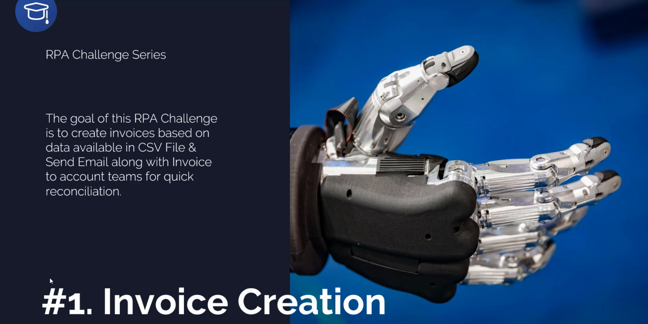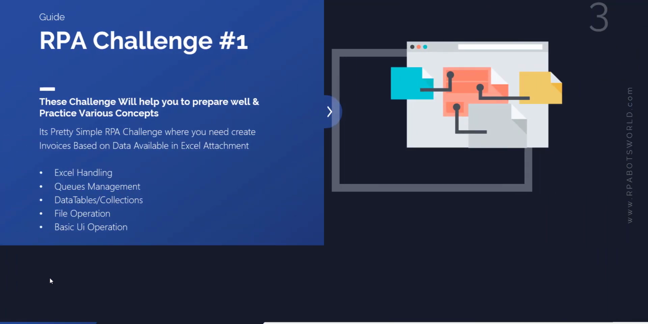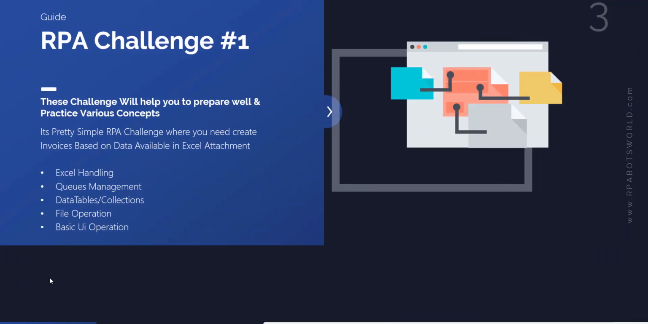Let's quickly go to the key concepts that you need to use while building this challenge. This challenge is pretty simple. The only thing that you need to work on is Excel file handling. If you wish to make your bot more scalable or robust, you can use queue management. For handling the data in Excel, you can use data tables and collections. It all depends on the choice of your tool. So for UiPath, you can use data tables, and if you are using Blue Prism, you can use collections.